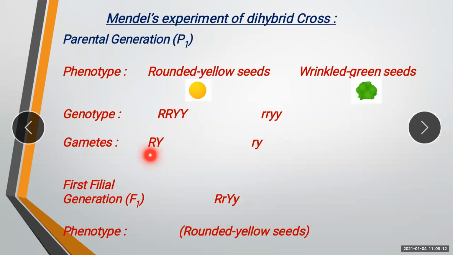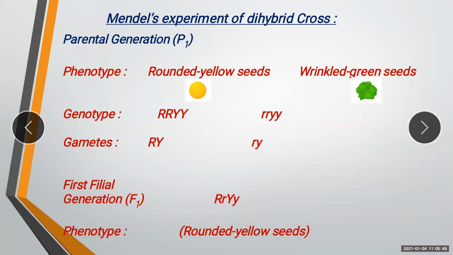So gametes here you can see capital R and capital Y. And here the gametes will be small r and small y. Now in the first filial generation, when you combine, you'll see that capital R, small r, capital Y, small y. So these two characters. So what will be the phenotype? You can see as the capital letters are there, that means the dominant character is there. Capital R is round and capital Y is yellow.